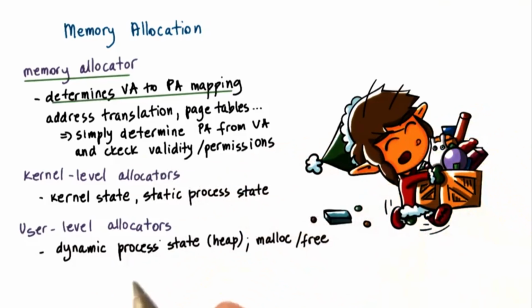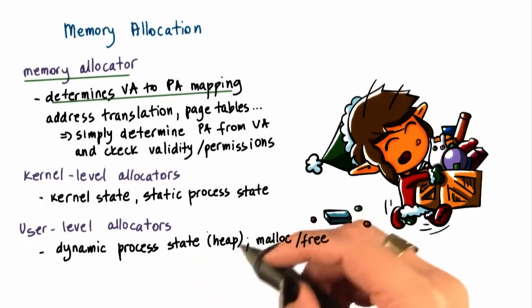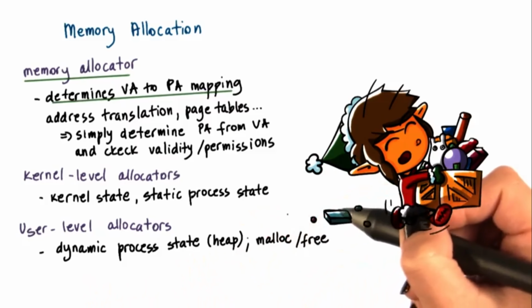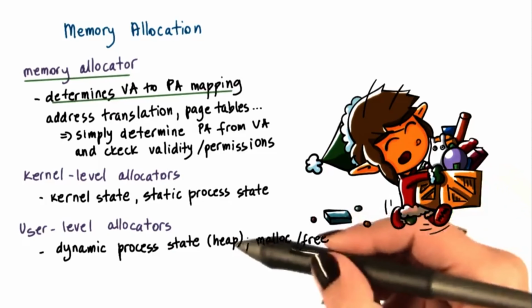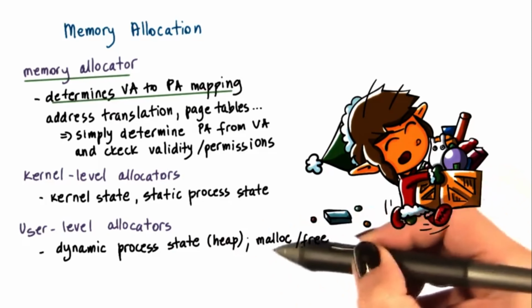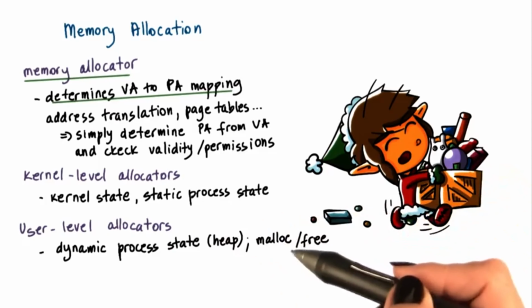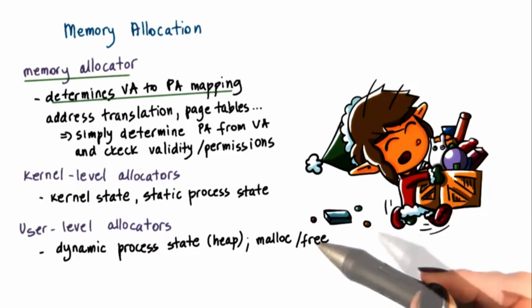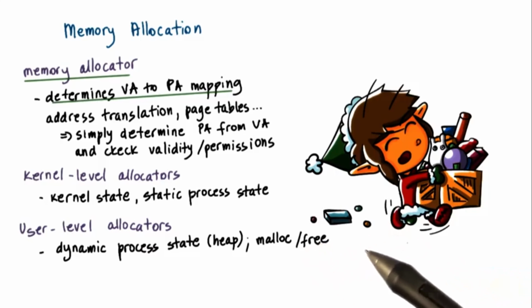The user-level allocators are used for dynamic process state, for instance, for the heap. So this is state that's dynamically allocated during the process execution. The basic interface for these allocators includes malloc and free. What these calls do is that they request from the kernel some amount of memory from its free pages, and then ultimately release it when they're done.